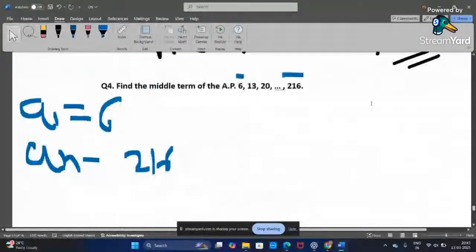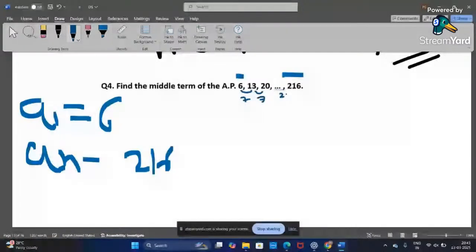Okay? Then let's see the D value. The common difference is that between 6 and 13 it is 7. Between these it is 7. That means before 216 it will be 209, right? Because the common difference is 7. Any doubt in this? So D is 7.